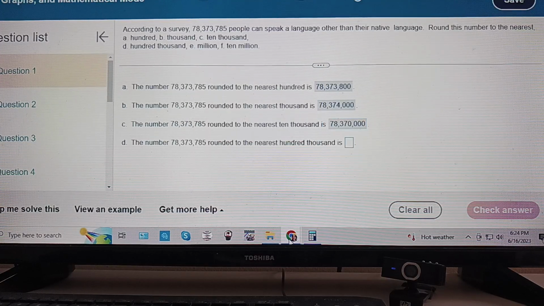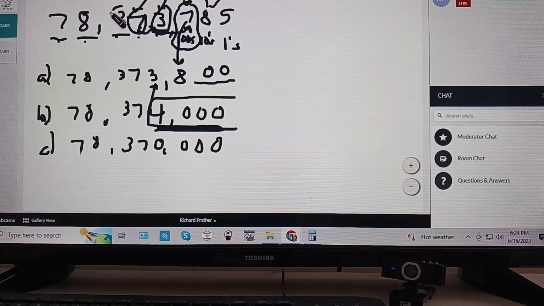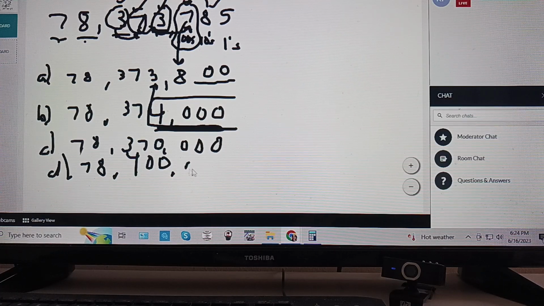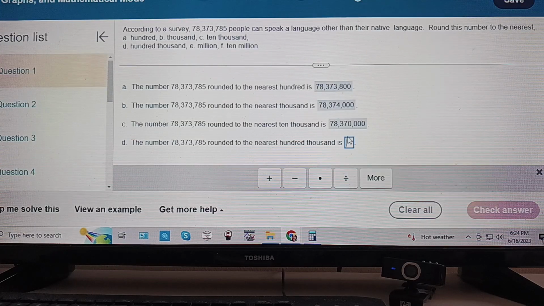Okay, 100,000 is the next place in line. This is where the 3 is. This time there is a 5 or higher after it, so I need to add 1 to this 3 and make it a 4. So 78,400,000.